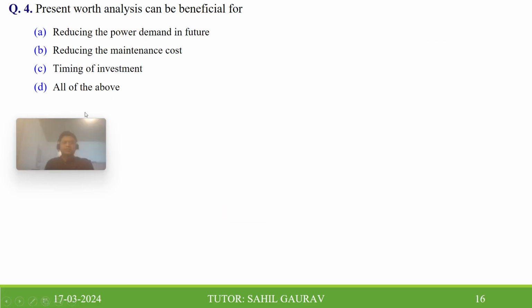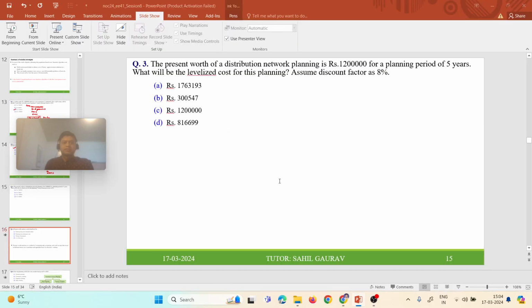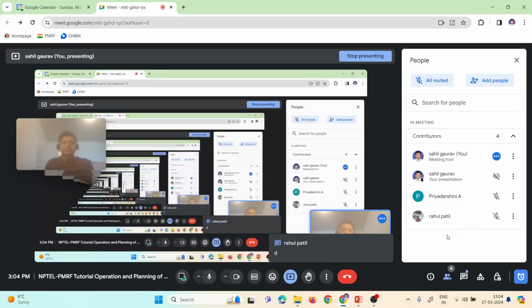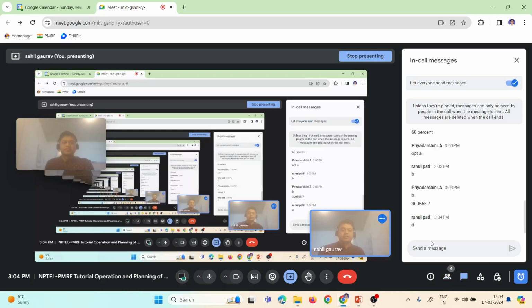The next question is: present worth analysis can be beneficial for, and the options are reducing the power demand in future, reducing the maintenance cost, timing of investment, and D, all of the above. So what do you think? Which option should be correct? Priyadarshini, for the third question, B is correct.